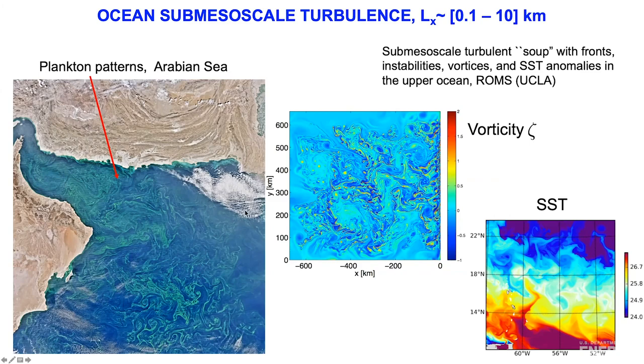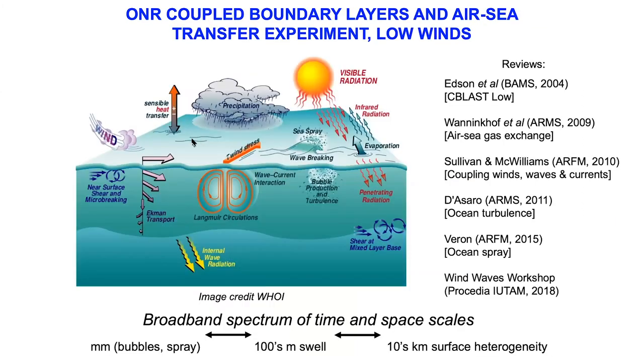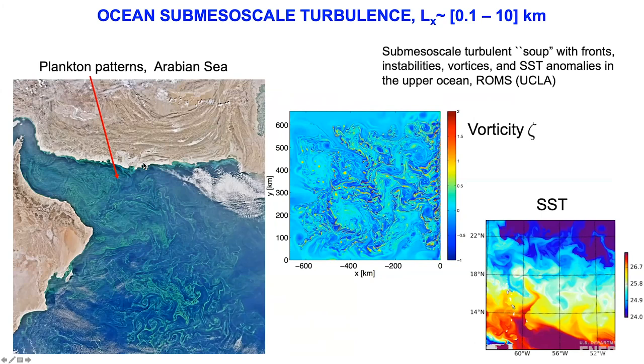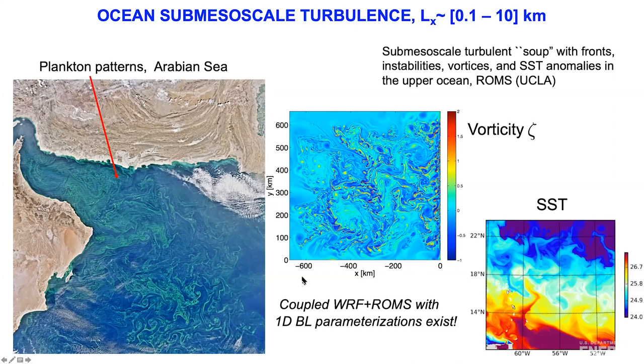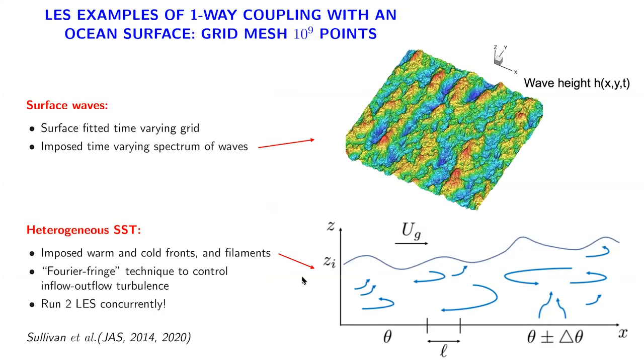Here are some clouds right here. So where the culture is going is to think about this holistically: what's the impact of all this submesoscale stuff on the atmospheric boundary layer? It's a complex coupled problem. There are a couple of WRF-ROMS models of this with 1D parameterizations. You can find them in the literature or ping me and I can tell you where to find them. I'm simply going to talk about two problems in a lightweight way, with just a little bit of detail.